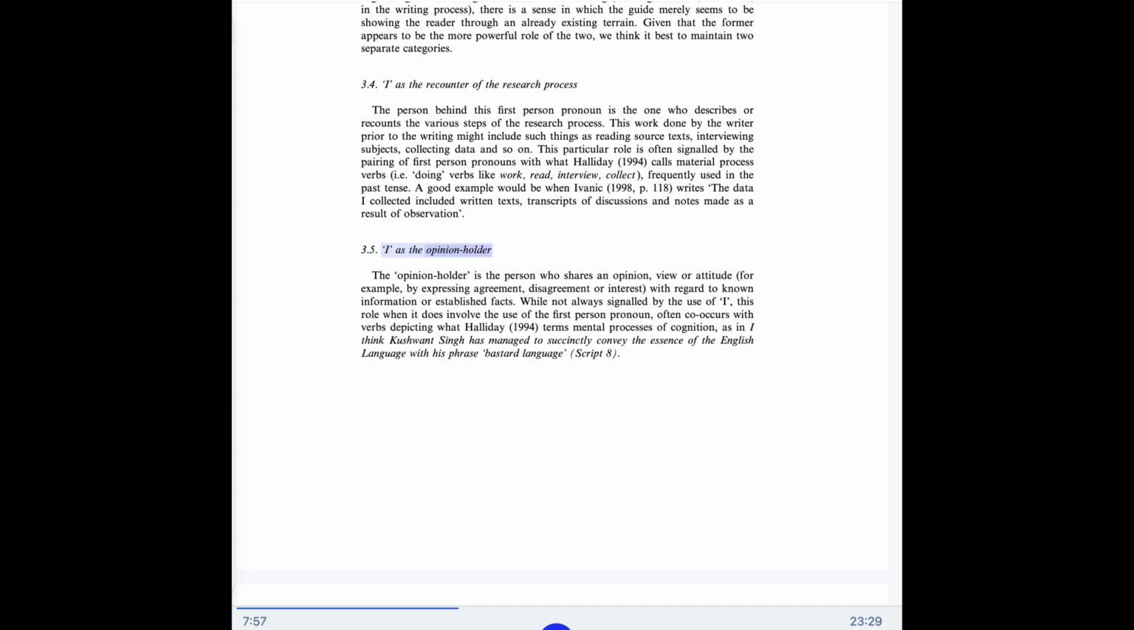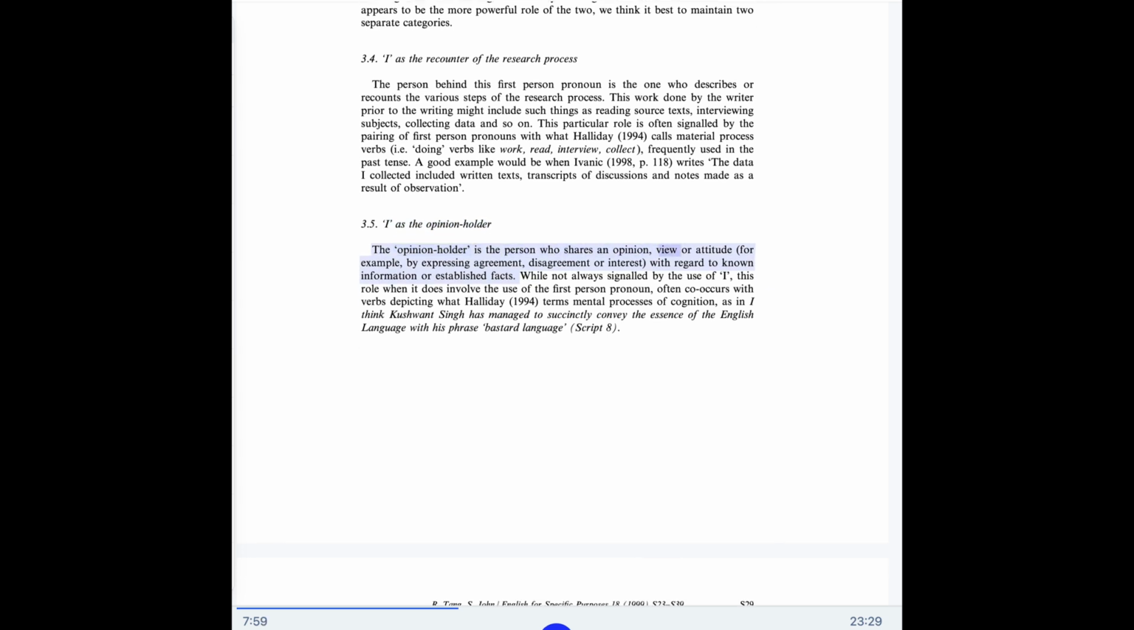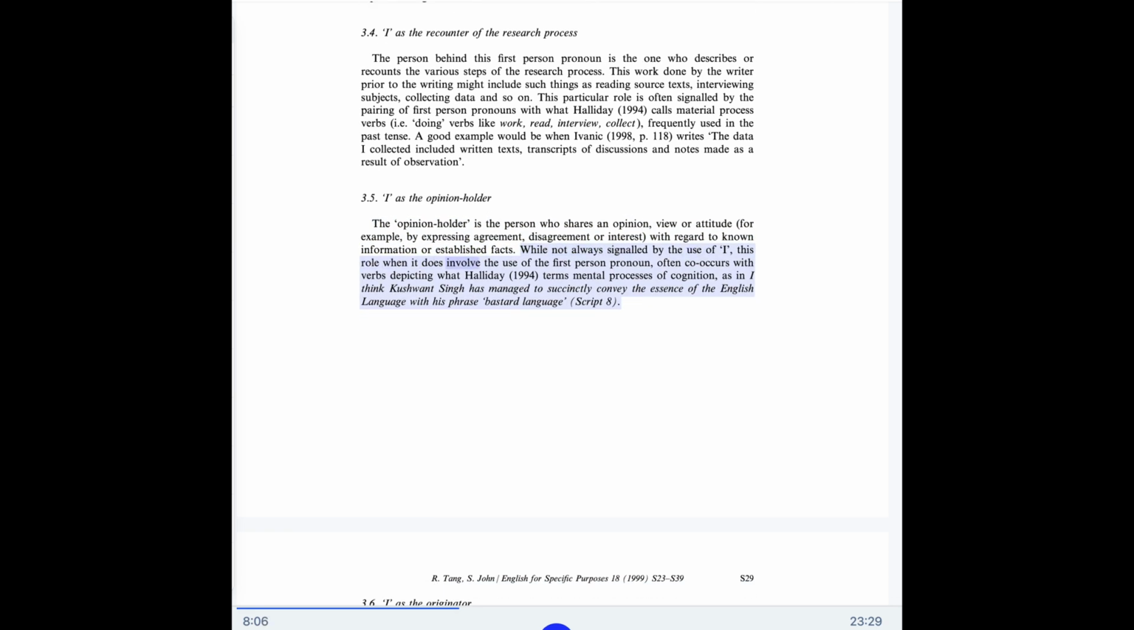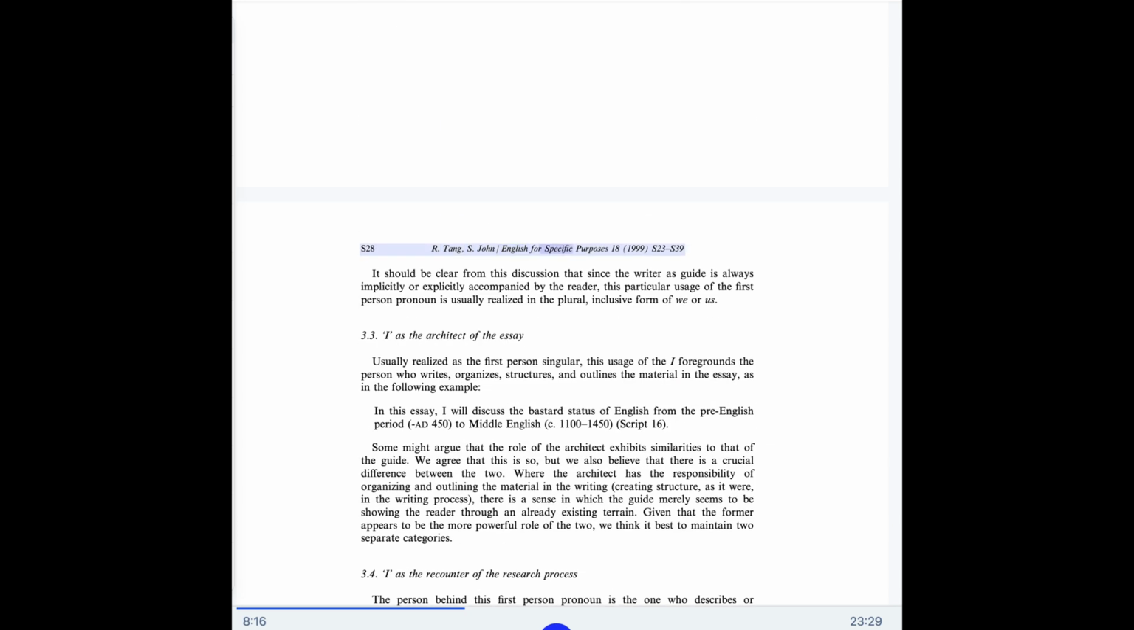3.5. I is the opinion holder. The opinion holder is the person who shares an opinion, view, or attitude, for example, by expressing agreement, disagreement, or interest with regard to known information or established facts. While not always signaled by the use of I, this role, when it does involve the use of the first person pronoun, often co-occurs with verbs depicting what Halliday 1994 terms mental processes of cognition, as in: I think Khushwant Singh has managed to succinctly convey the essence of the English language with his phrase bastard language (Script 8, R. Tang & S. John, English for Specific Purposes, 1999).